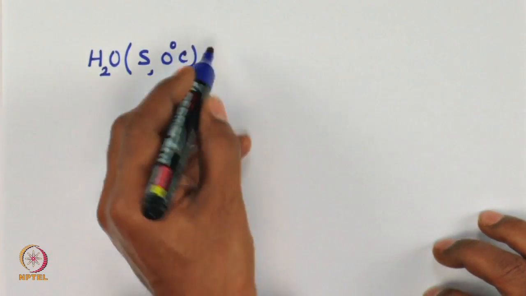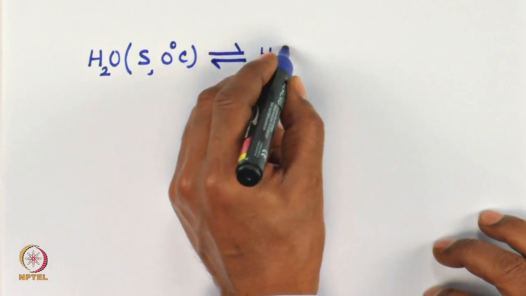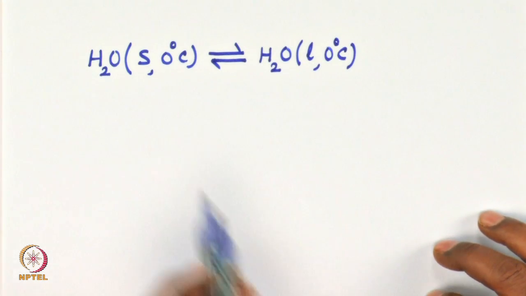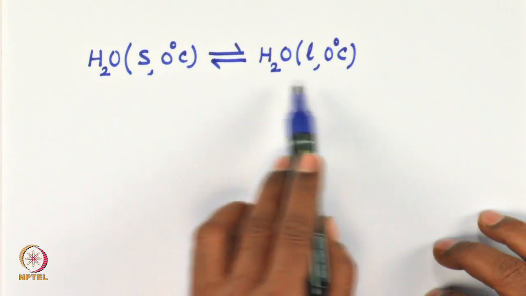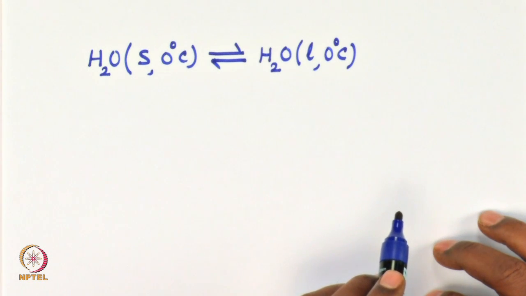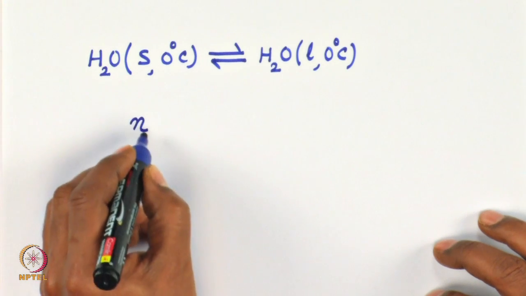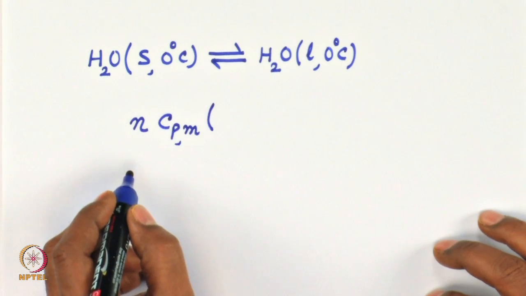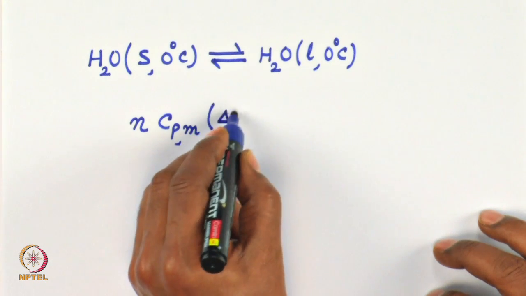Now, since we are adding to ice, first of all, this phase equilibria will be set up. That is, the solid form has to be molten to liquid form, and some heat will be required for this phase transition. How do we calculate this heat required? This will be number of moles into CPM, molar heat capacity, into T final minus T initial. Let me put delta T.